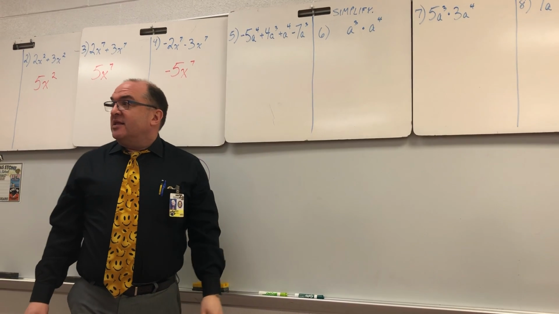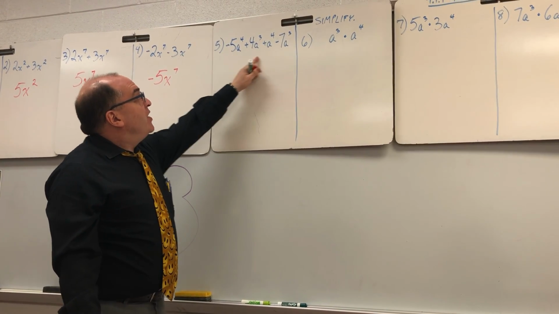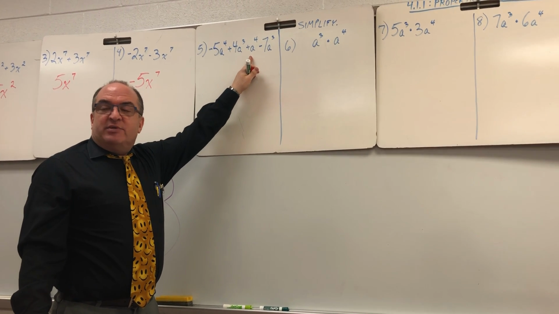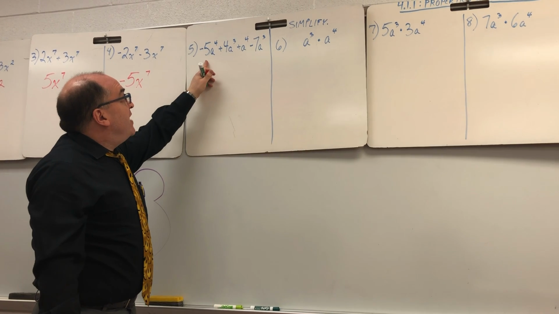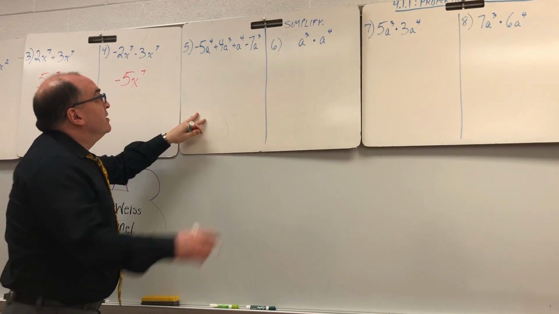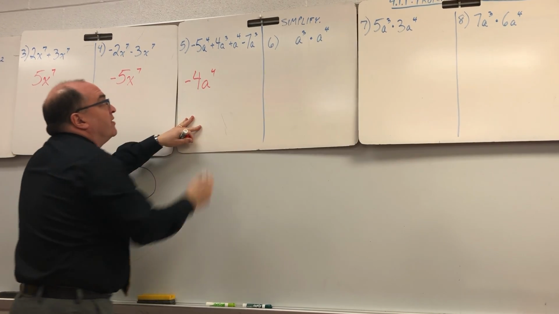I'm going to combine the like terms, right? Okay. Negative 5a to the 4th plus a to the 4th. That's the same as plus 1a to the 4th, right? So what's negative 5 plus 1? Negative 4a to the 4th, right?